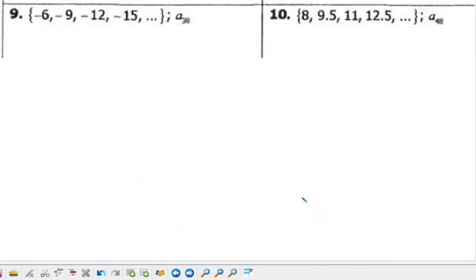So let's look at number 10. Number 9 is pretty similar. Number 10, the common difference is a little bit different. So a sub 1 is equal to the first term. But as you can see, my common difference is obviously something a little off. It's not just a whole number, which is fine. We just need to know what the difference is.